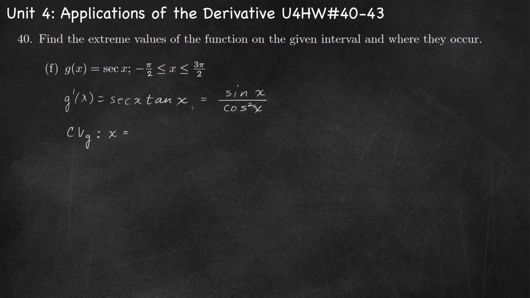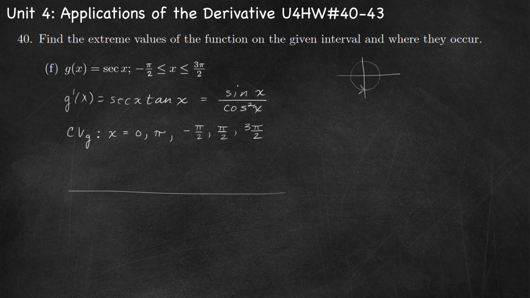when x is, and remember we're working on the interval from negative pi over 2 to 3 pi over 2. So negative pi over 2 all the way around to 3 pi over 2. Sine is 0 at 0 and at pi, and then 2 pi is outside of our interval. So just those two places. Now where is it undefined? The derivative is undefined where cosine is 0. So that's going to be at negative pi over 2, at pi over 2, and at 3 pi over 2.